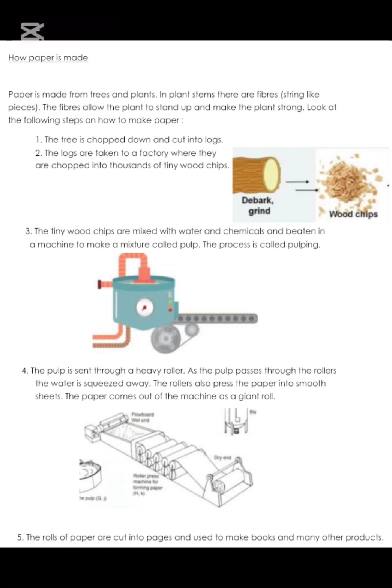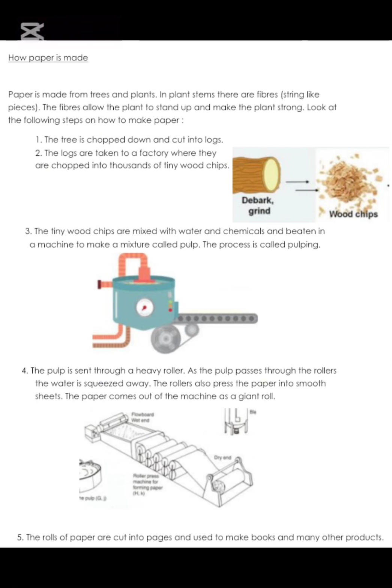How paper is made. Paper is made from trees and plants. In plant stems, there are fibers, which are string-like pieces. The fibers allow the plant to stand up and make the plant strong. Look at the following steps on how paper is made.